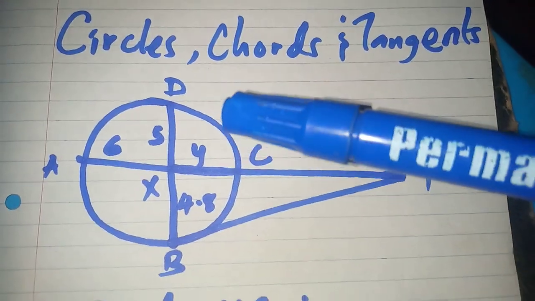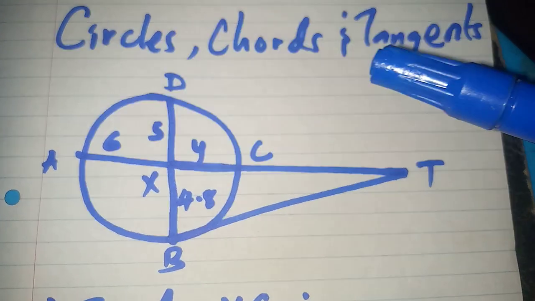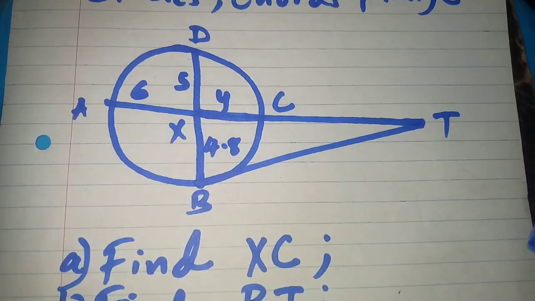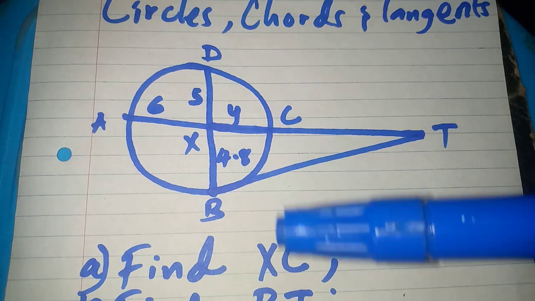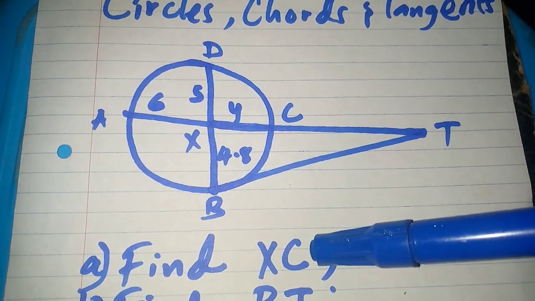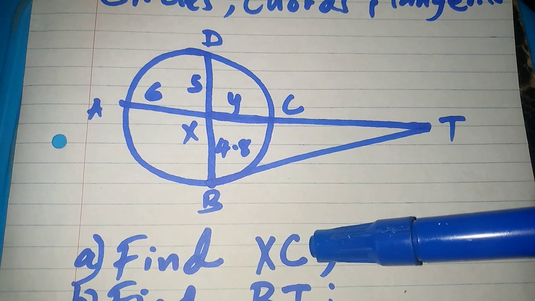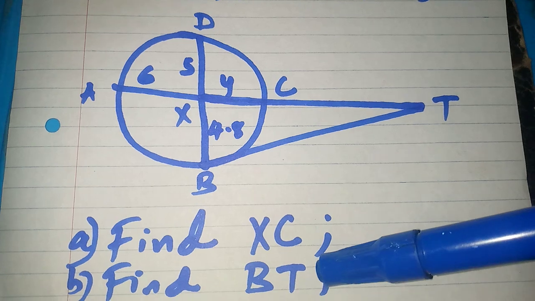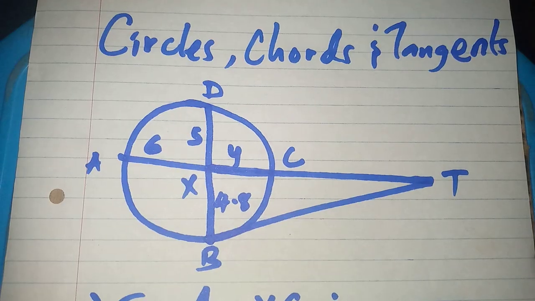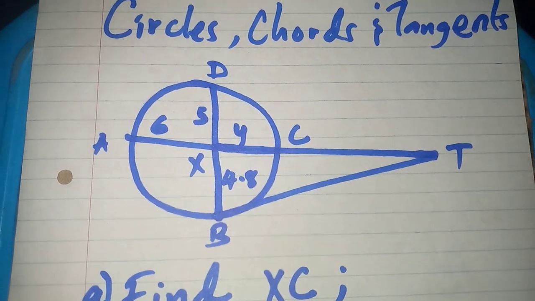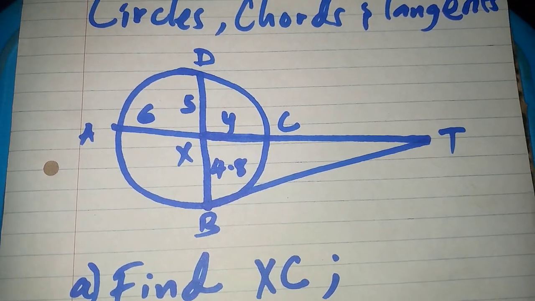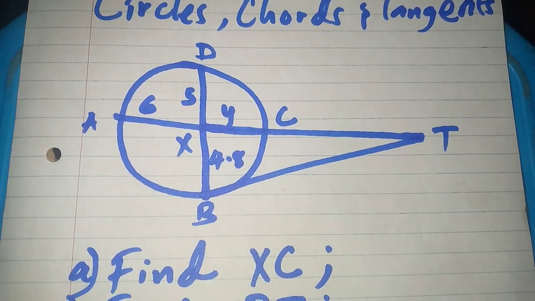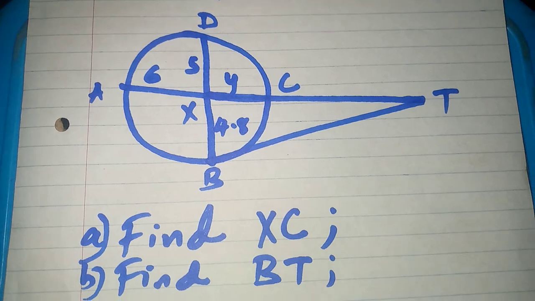So here we have a question involving circles, chords, and tangents. A diagram has been drawn here, and then we're being asked to find a given length xc of a chord and the length bt of a tangent. So guys, I'm going to take you through step by step and the laws and rules that involve circles, chords, and tangents. So make sure you watch up to the end.